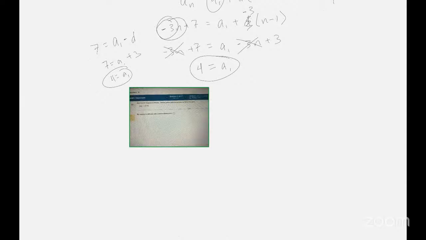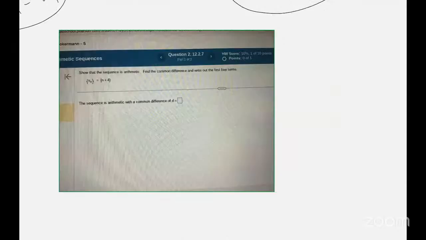So the sequence is arithmetic. Find the common difference and write out the first 4 terms. S sub n equals n plus 4. Not really sure what this is trying to get me to do. Did they give you a definition of what s sub n is? No, that's all it says. So this is the set of s sub n, and they're telling you that it's equal to n plus 4.